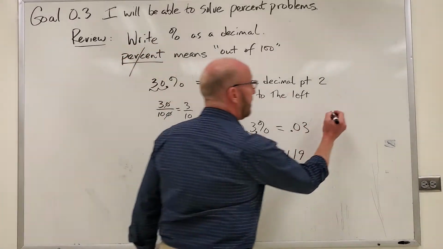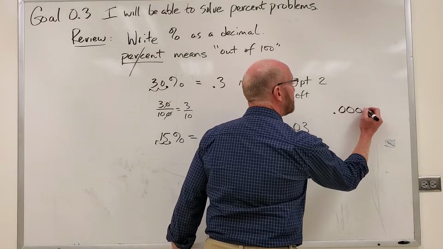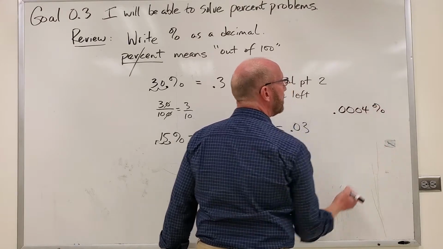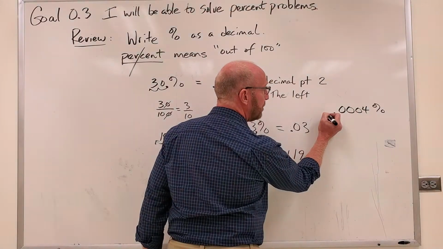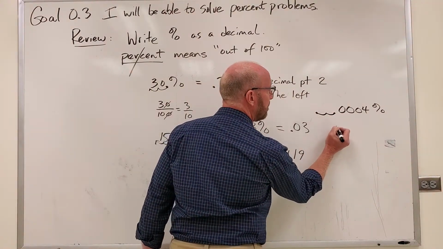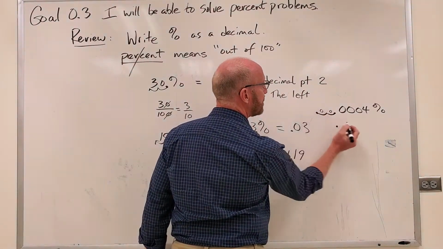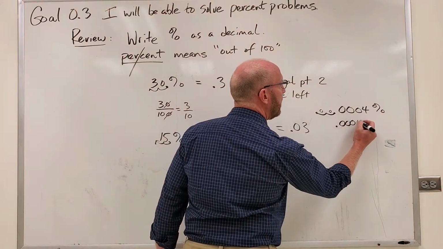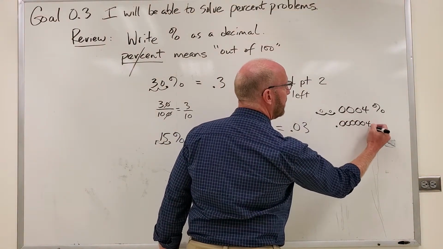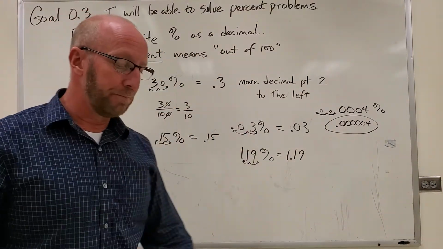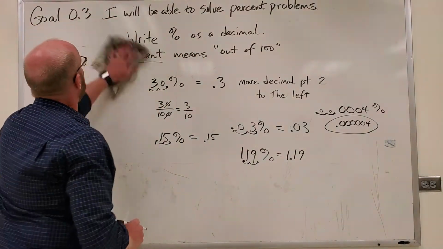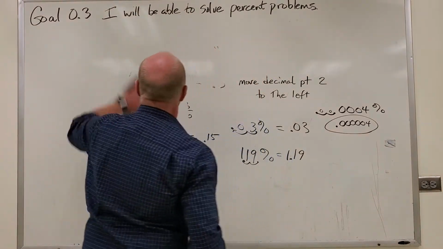I could do a very small percent, 0.0004%. What is this as a decimal? Move the decimal point 2 to the left. So it's point, and then I need to put zeros there. 0.000004. And that's your decimal for a percent. So you have to be able to write percents as a decimal. Now, let's start solving.